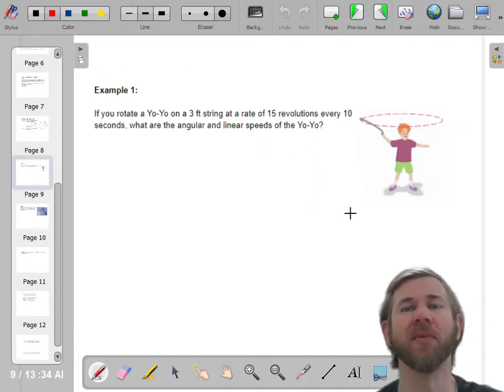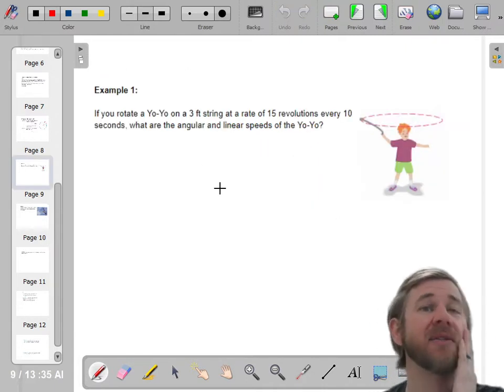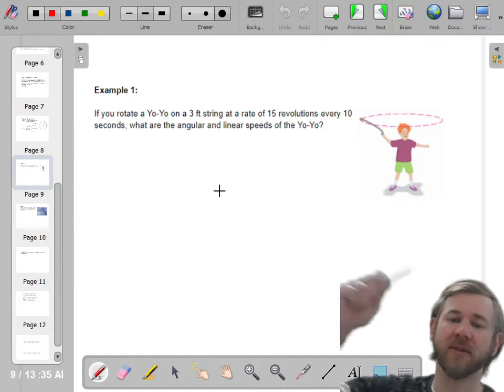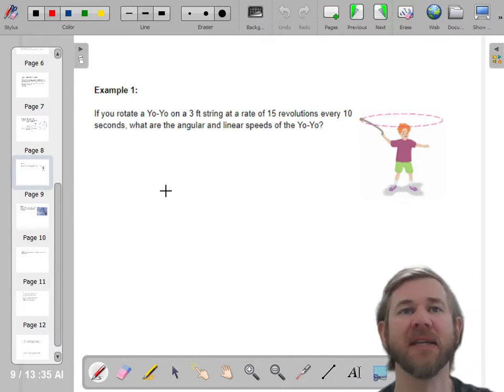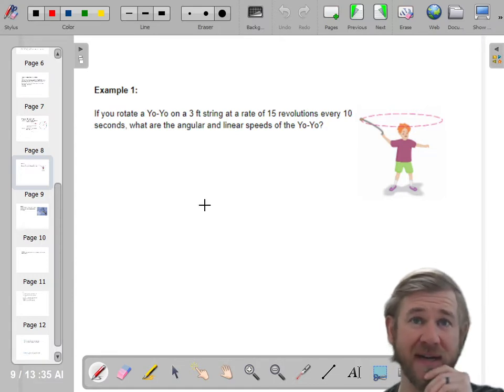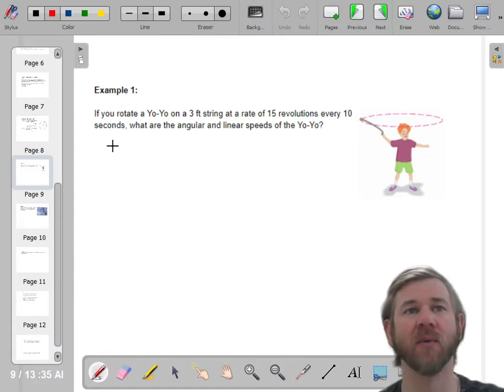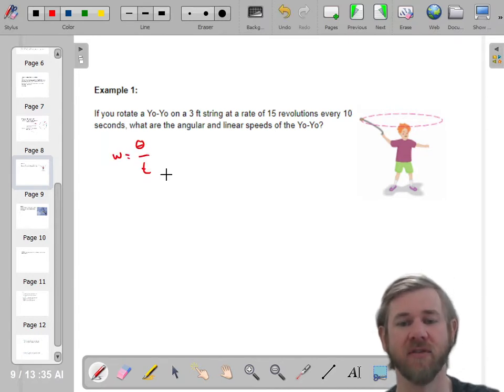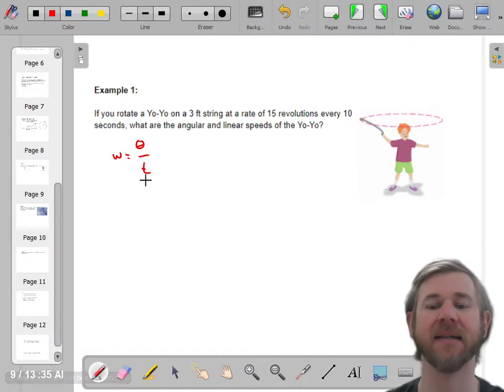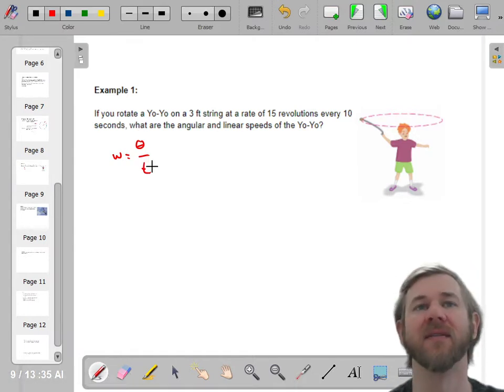Let's see if we can work through a couple of these. This guy is spinning a yo-yo above his head, and we're trying to figure out the angular and linear speeds of this. First of all, what do we need? For angular speed, which we were saying is W, we need to know theta over time. Theta is an angle in radians, and time is whatever unit they give us.